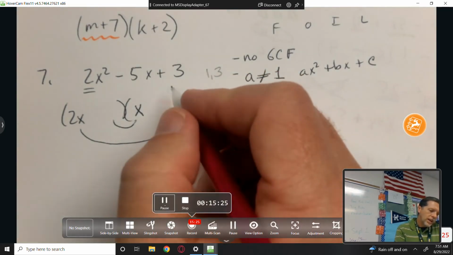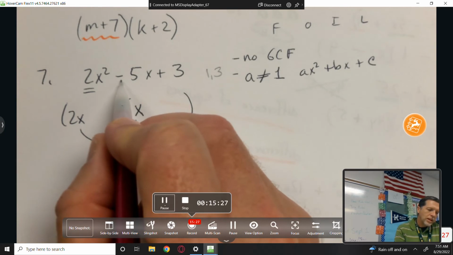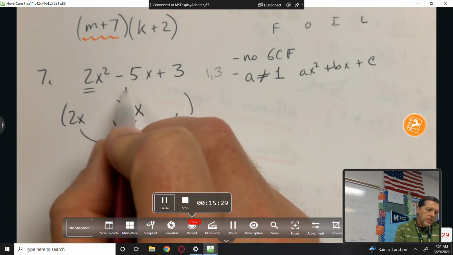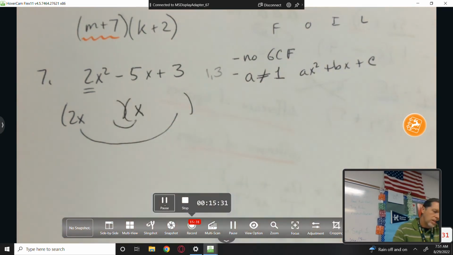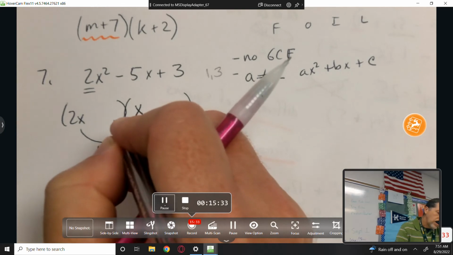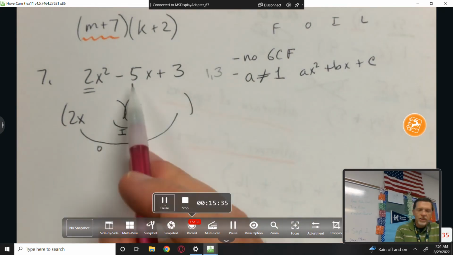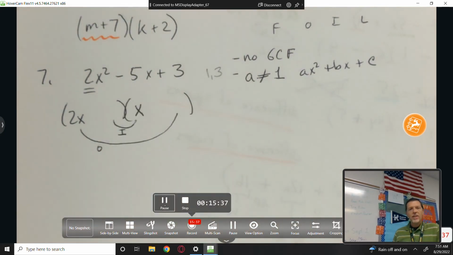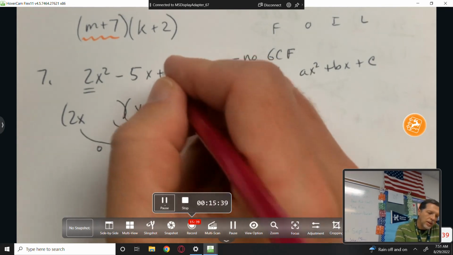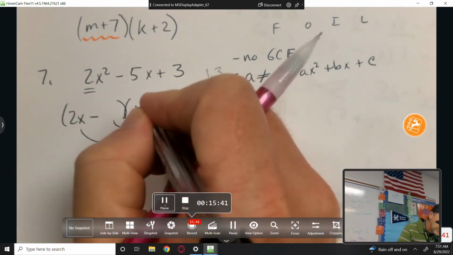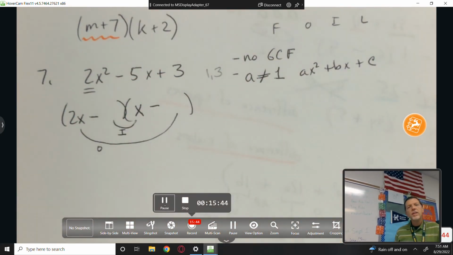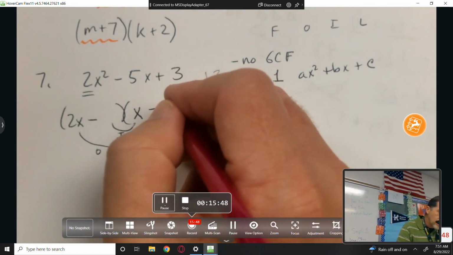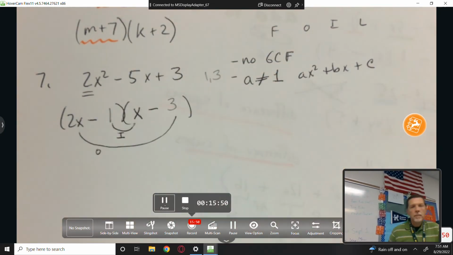Let's see. What about the signs? Maybe that'll help us. This is the O and I of FOIL. They still need to add to -5. And if this needs to multiply, then I know that they're both going to be minus. So my only options are 3 and 1. So let's just guess and see if it works. Again, I switched to pencil. That way I can make a mistake and fix it.